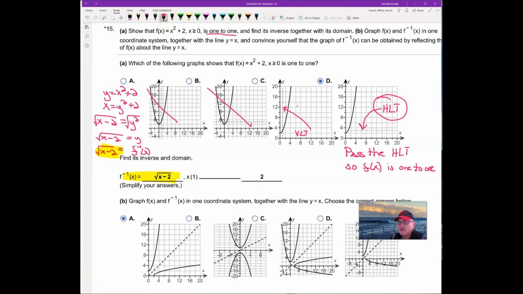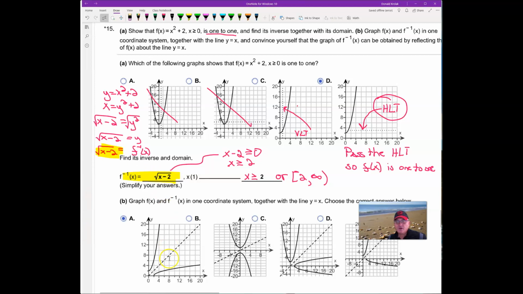Okay, the domain of this function would be that the expression has to be greater than or equal to 0 because it's under a radical. So when I add 2 to both sides, I know x has to be greater than or equal to 2. I don't think this question asks you to use interval notation, but there it is.